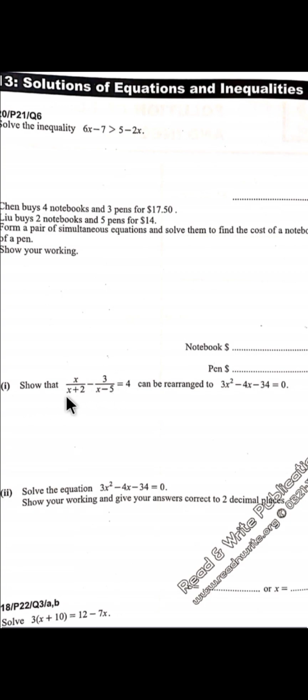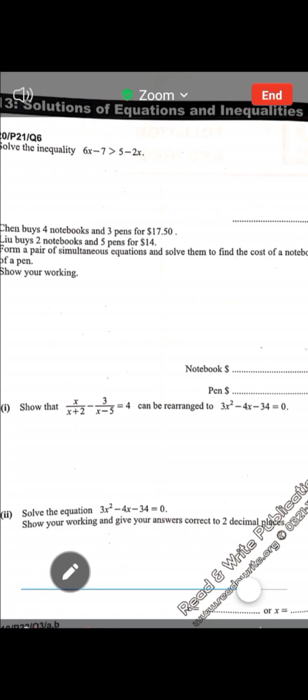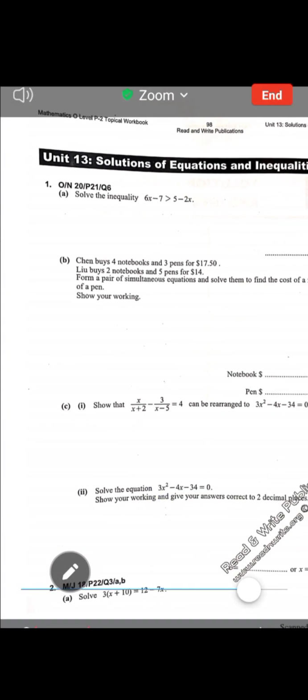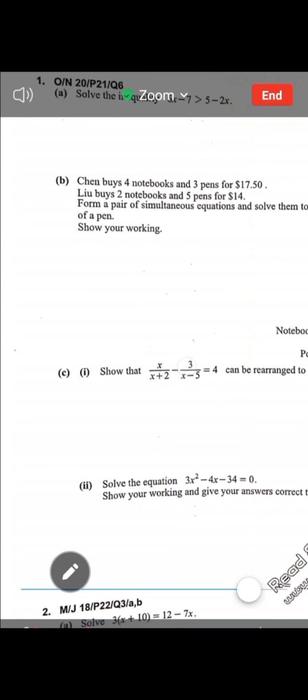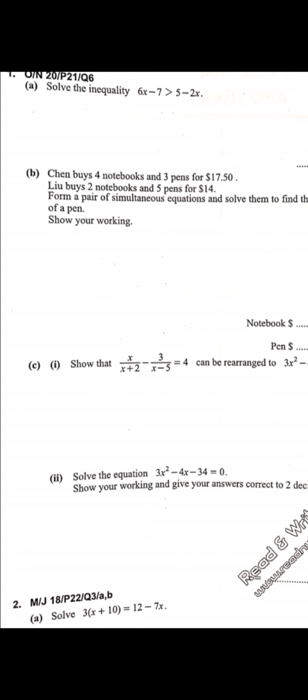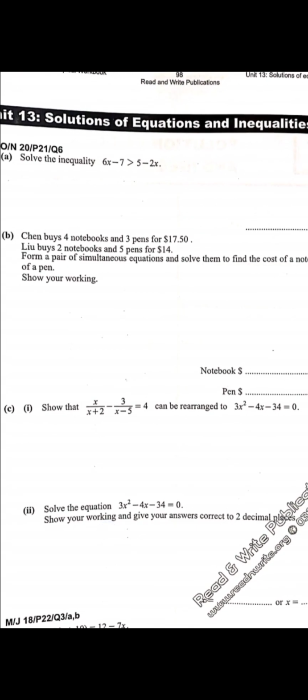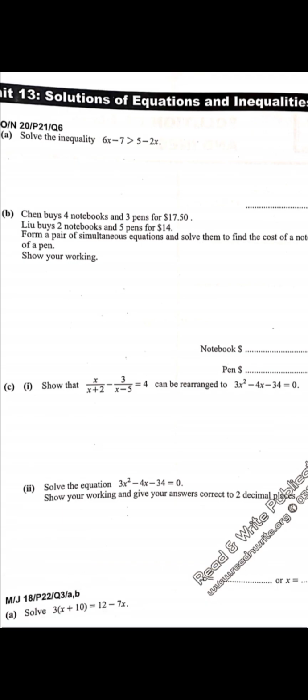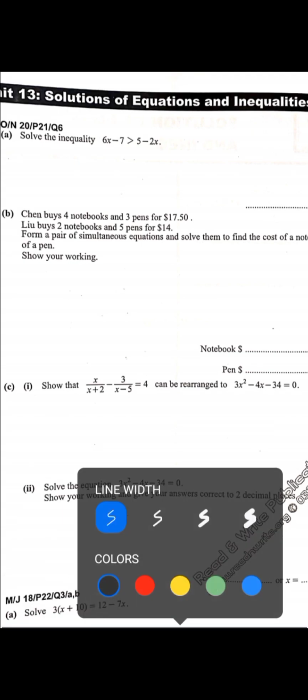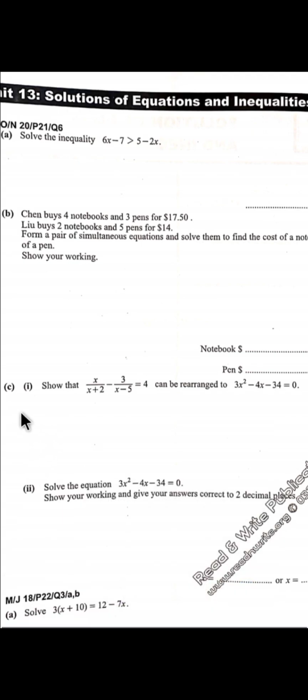Next question, show that x over x plus 2 minus 3 over x minus 5 is equal to 4 can be arranged to 3x squared minus 4x minus 34 is equal to 0. So now we are going to solve this. For this we need to take the LCM. So let's start solving this. Okay, so the LCM is x plus 2 and x minus 5.